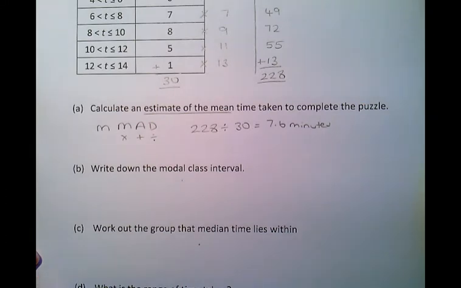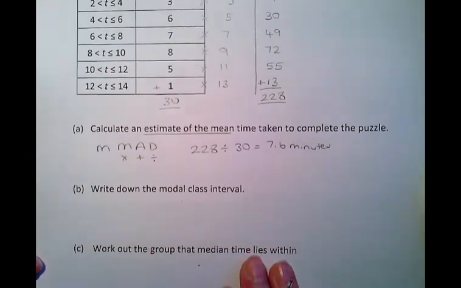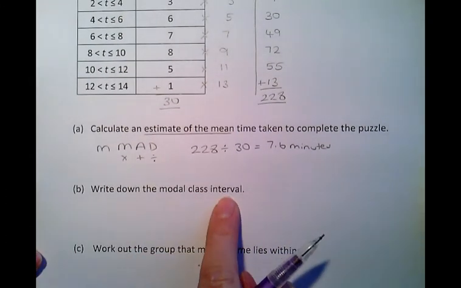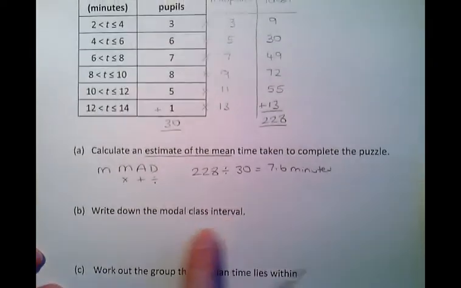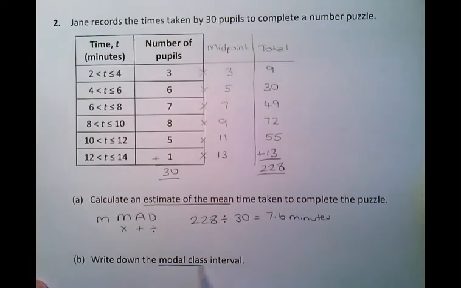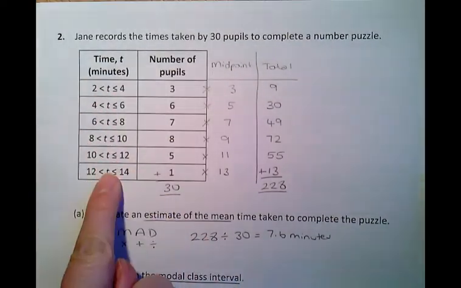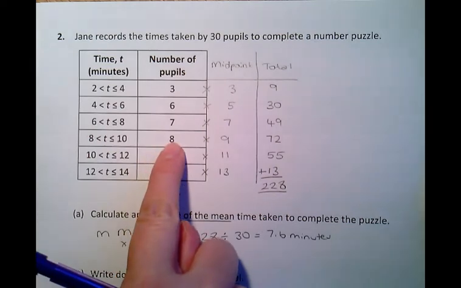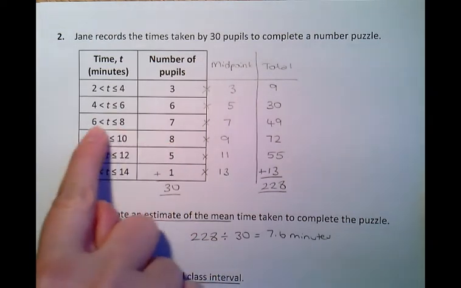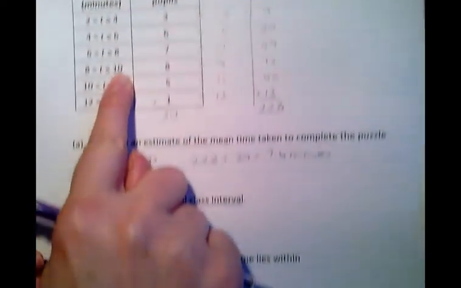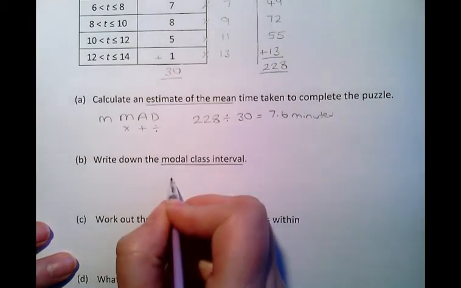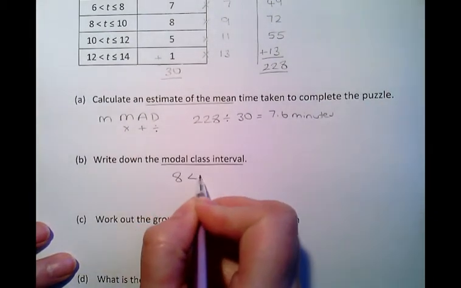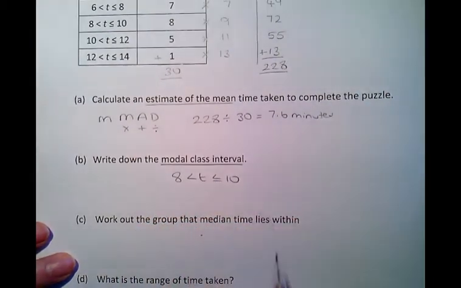The next bit of the question, write down the modal class interval. So class interval is just the fancy word for groups. So the modal class interval means which one of these groups was the most popular one. So which one had the biggest frequency or the most amount of pupils. So go to the pupils. The most amount of pupils was 8 and it was in this group here, the 8 to 10 group. So you would just write down that the modal class interval was the 8 to 10 group.